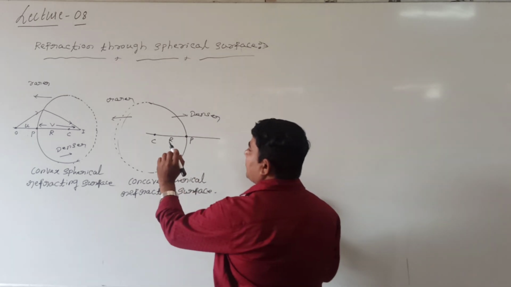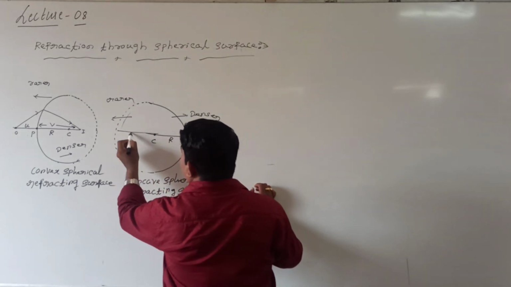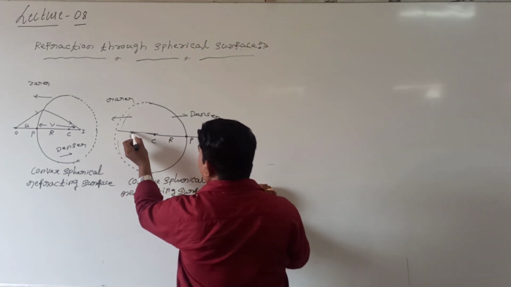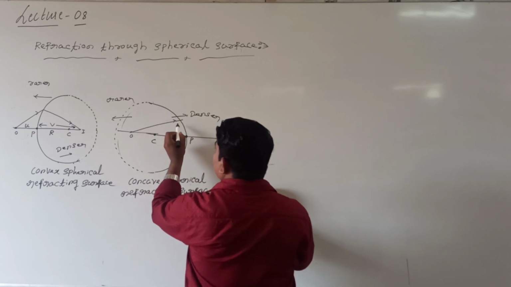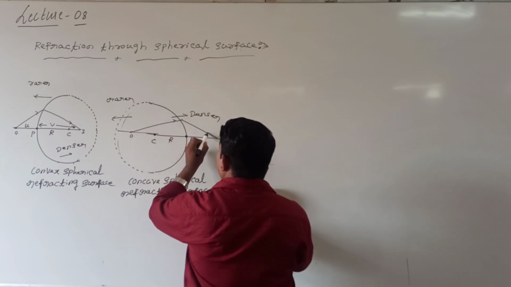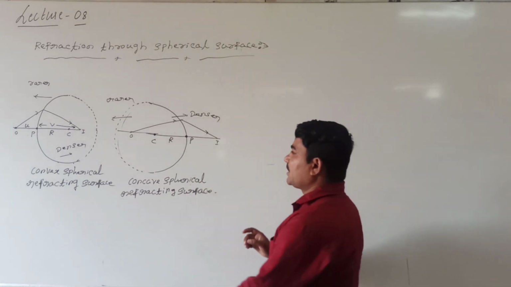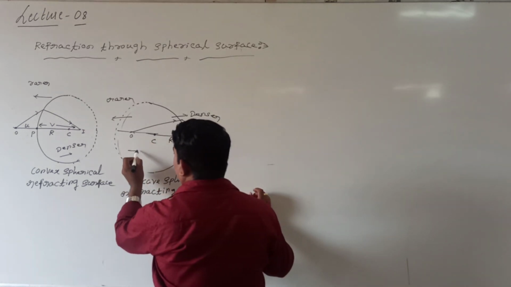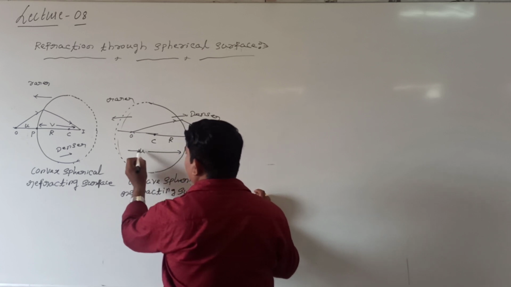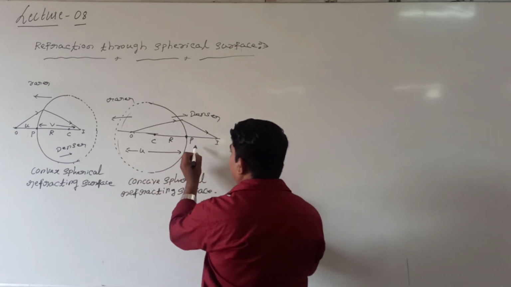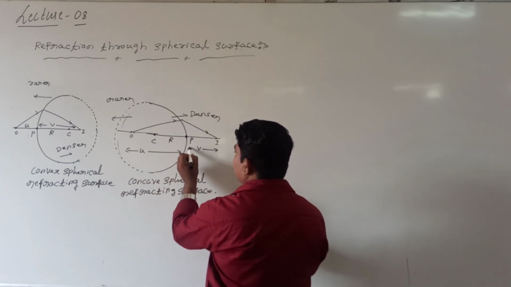Similar here also. Let us take a ray of light incident. The object is available at some other point, and a ray of light is incident. After incidence, the ray of light can refract like this. This is nothing but the image. Again, the distance between the pole and the object, what do we call this? Object distance U. The distance between the pole and the image, what do we call this? Image distance V.